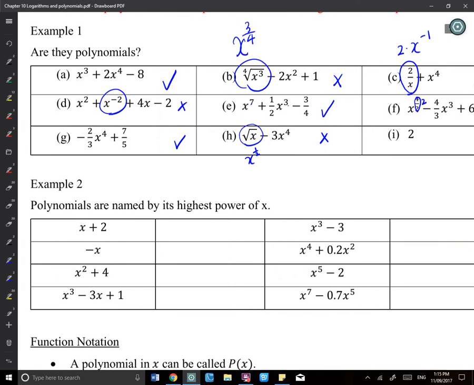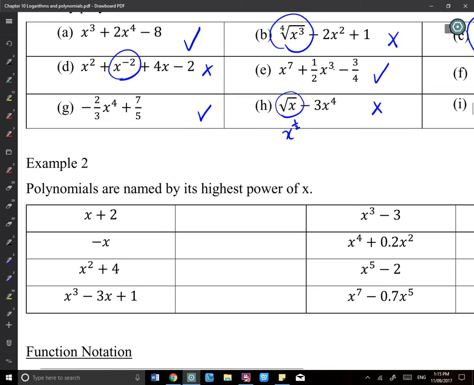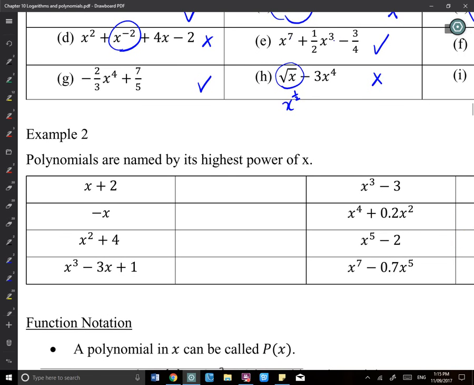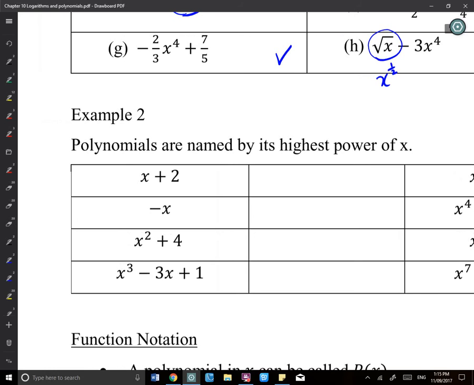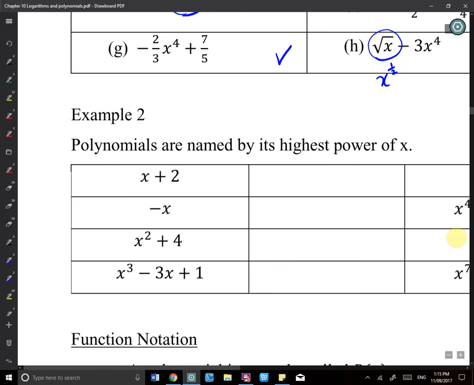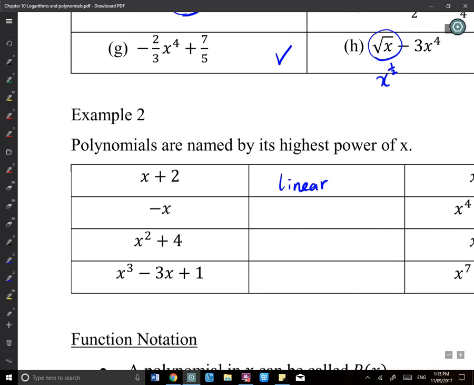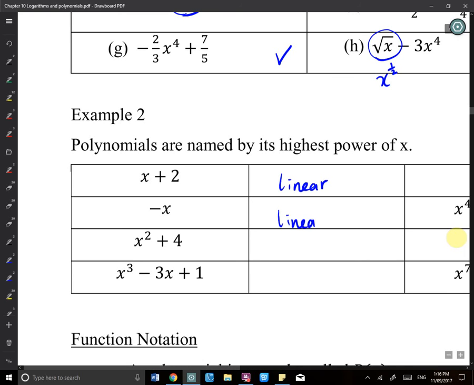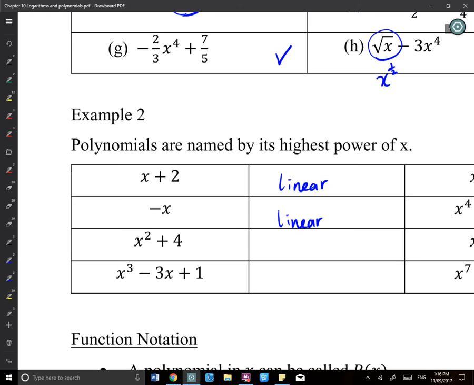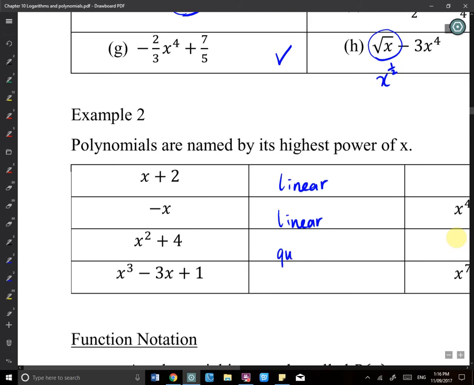Alright, let's name the polynomials for the next thing. Polynomials are named by their highest power of x, and they have special names. For example, when the highest power is 1, I call that a linear. Y equals x plus 2, that's a linear. Minus x, that's a linear as well. X squared is a quadratic.